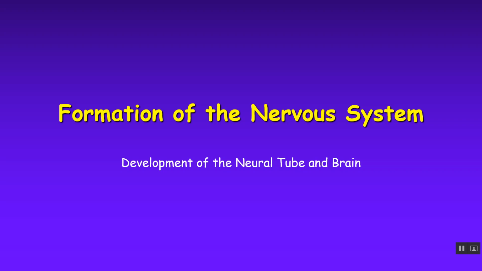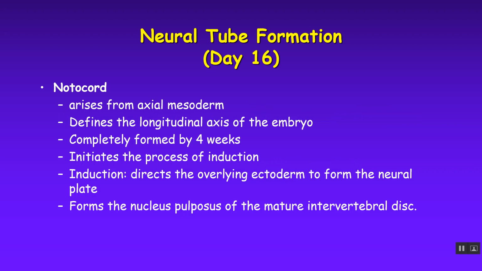So formation of the nervous system, development of the neural tube and brain. We're going to specifically focus on the neural tube and brain. Okay, so neural tube formation happens right around day 16. A lot happens in these first few 3-4 weeks of life. The first month is really, really critical, and that's why there's this emphasis on prenatal care. Developing a normal nervous system, everything is really critical that first 30 days.